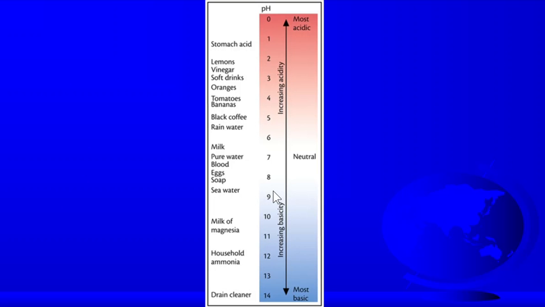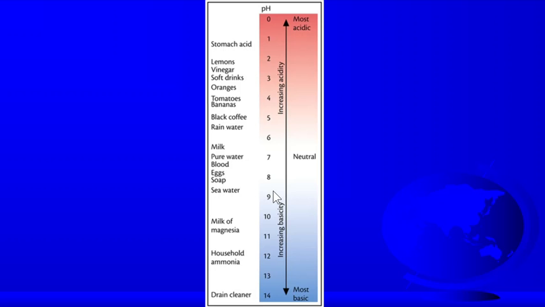So, here we go. Stomach acid, very acidic. Lemons, vinegars, soft drinks near pH 2 to 3. Oranges, a little bit past 3. Tomatoes, bananas, all acidic. Black coffee, rainwater, milk, all of it acidic. By the way, why is milk acidic? What acid does it have that some of you are allergic to? Lactic acid. If you're lactose intolerant, you cannot digest lactic acid.